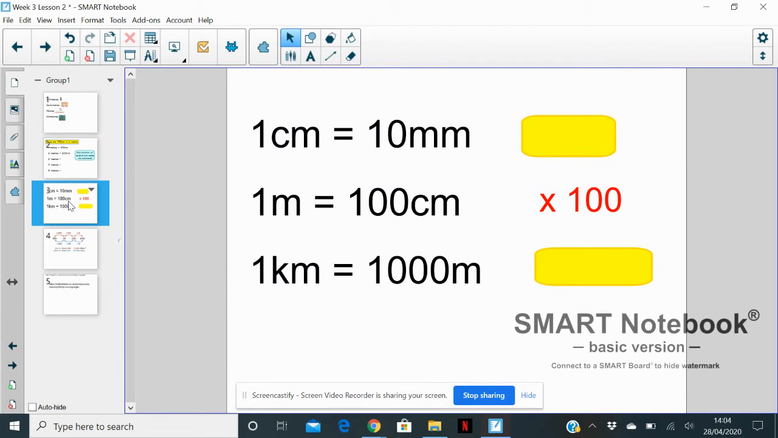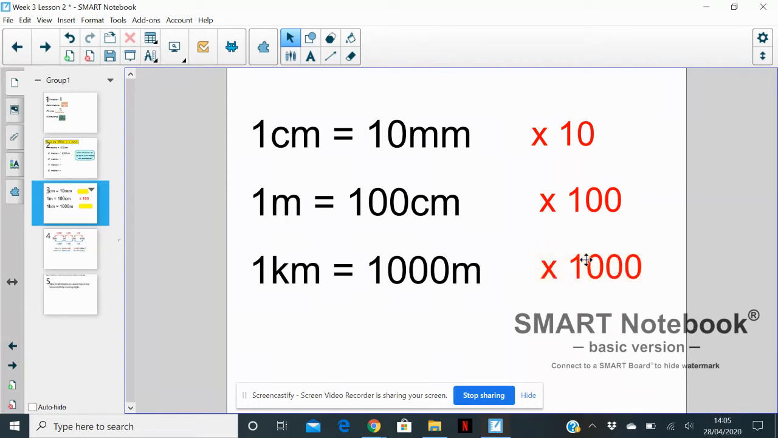So in order to turn centimetres into millimetres, we would need to multiply by 10, because 1 centimetre is 10 millimetres. So to turn centimetres into millimetres, we times by 10. How about our kilometres into metres? We know that 1 kilometre equals 1,000 metres. So what do you think we will have to do to convert 1 kilometre into metres, to change kilometres into metres?